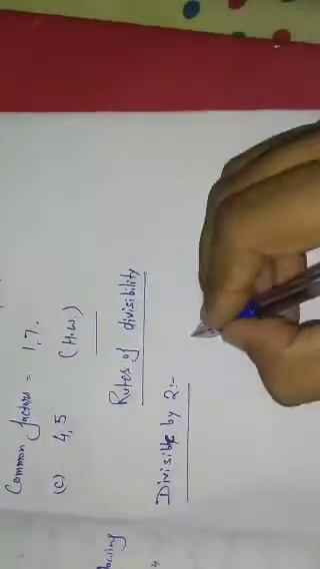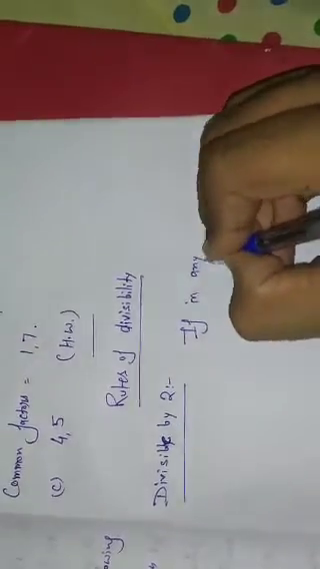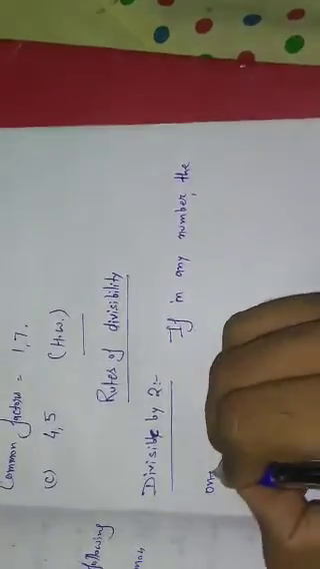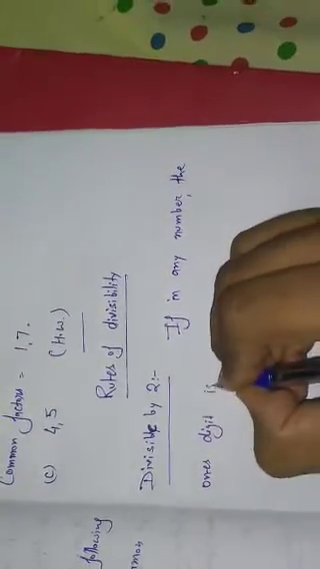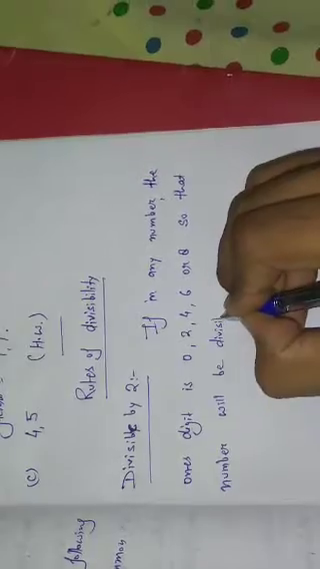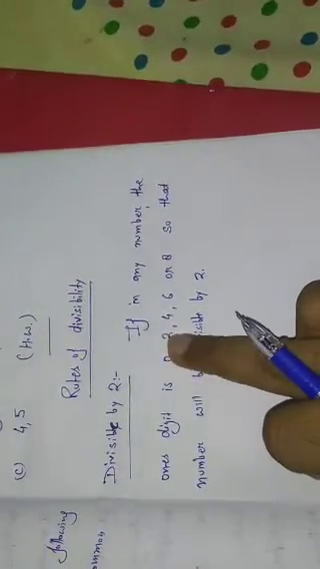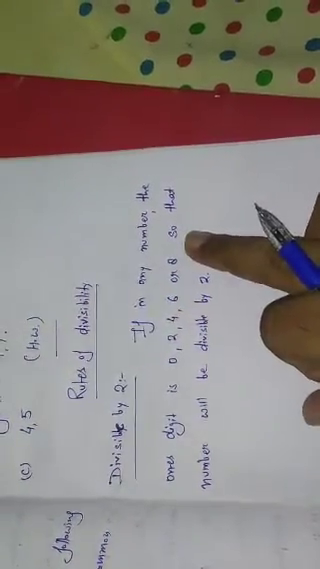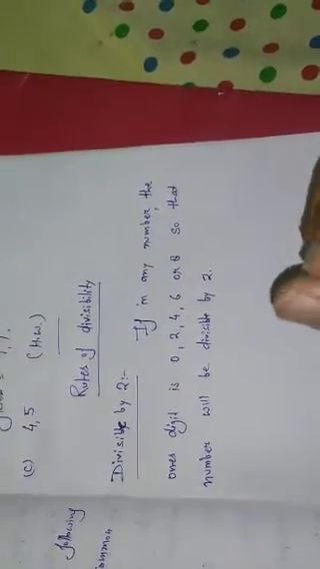So remember, listen, if in any number the ones digit is 0, 2, 4, 6 or 8, so that number will be divisible by 2. It means if a number has 0, 2, 4, 6 or 8 in the ones place, then however big the number is, it will be divisible by 2. Okay.